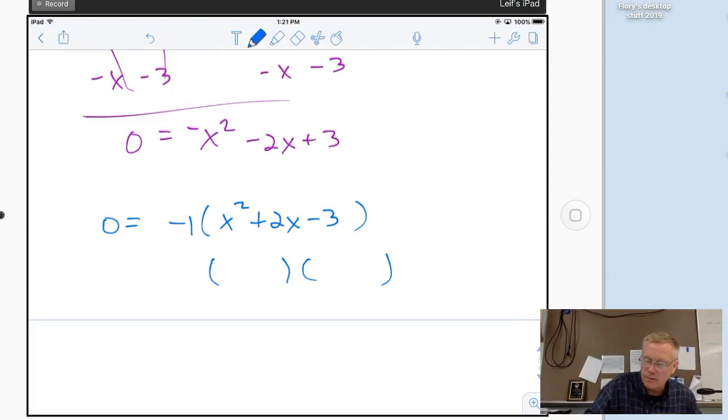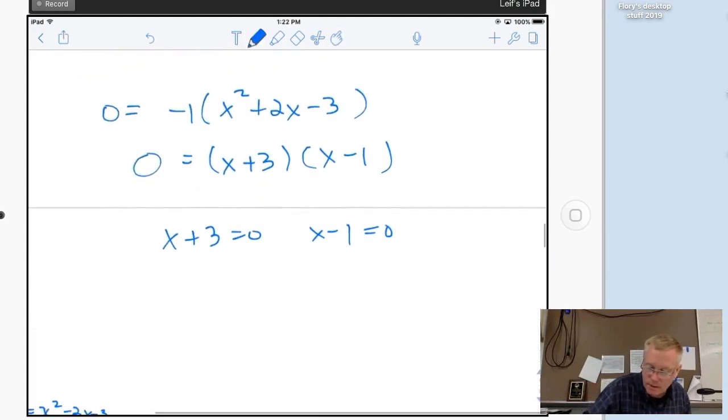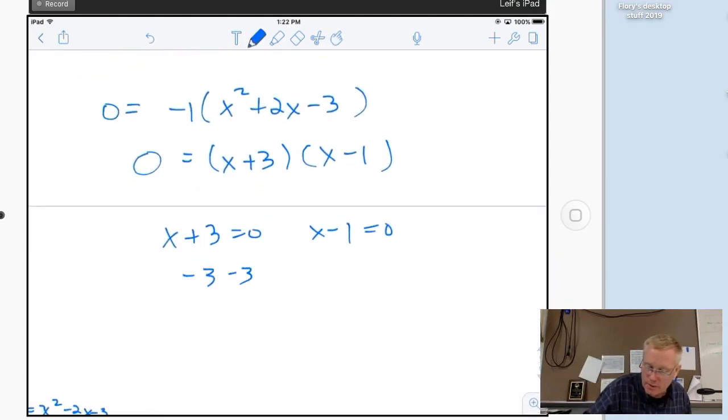Things that multiply to negative 3 and add up to 2. That's x plus 3 and x minus 1. Yeah, there we go. That's the winning pair. Which means my answer is going to be x plus 3 equals 0, x minus 1 equals 0. And then subtract 3 from both sides. I get x equals negative 3. Add 1, I get x equals 1.